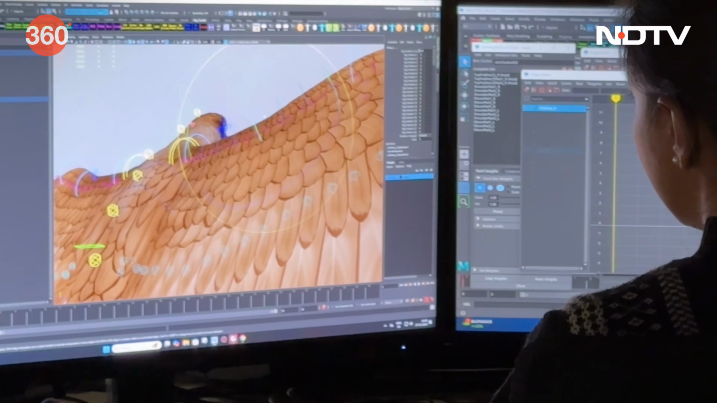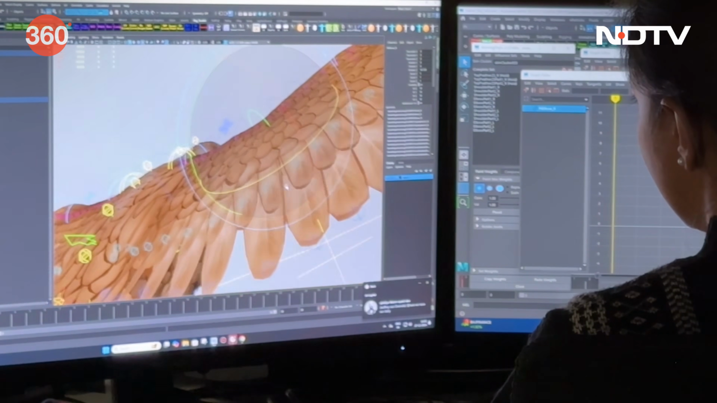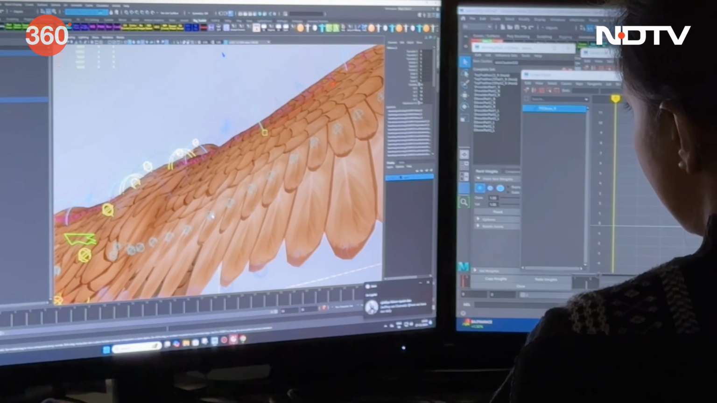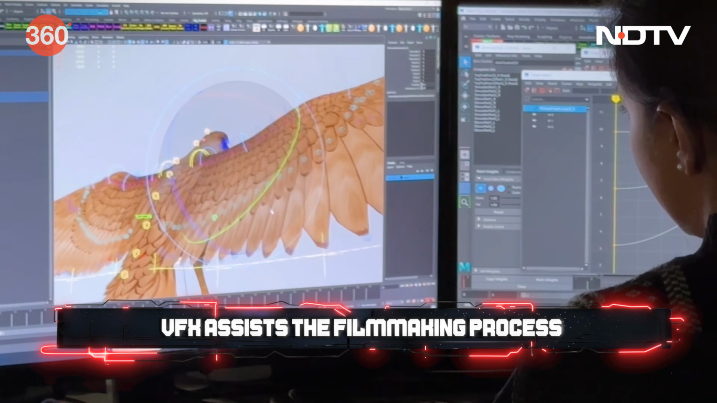Those are the things that I think really complement visual effects and bring out the director's vision or his imagination to picture. That's a really important part where visual effects assist the filmmaking process.